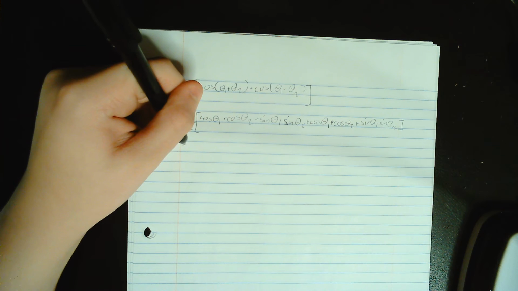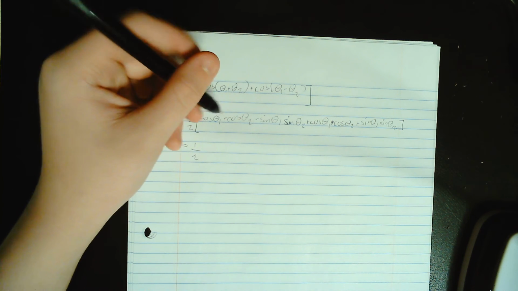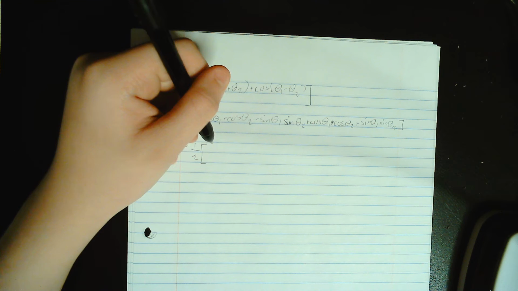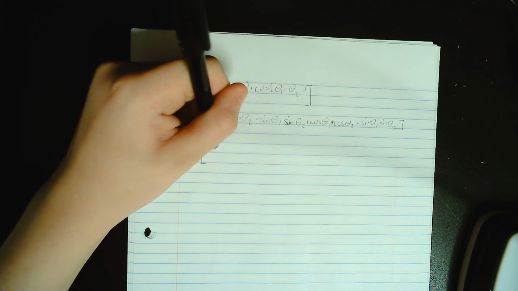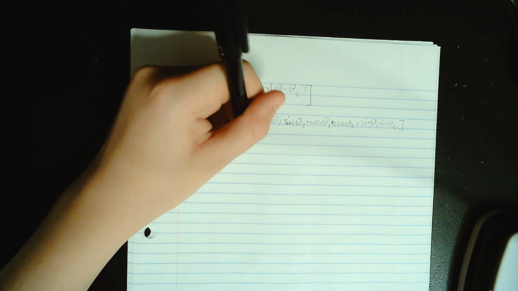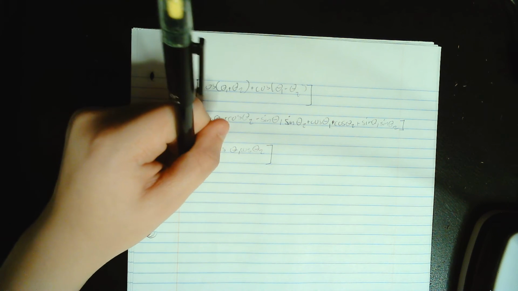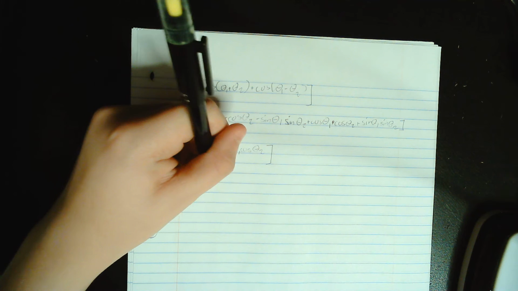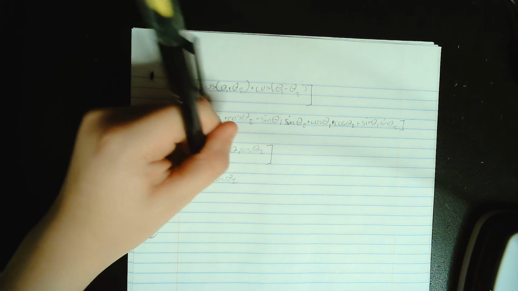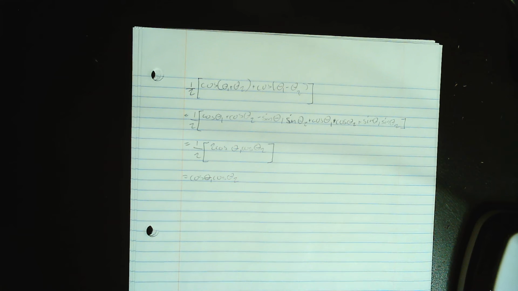And I know that's a lot. So now, we can do a bunch of canceling and a bunch of shrinking. And we can shrink it all the way down to 1/2 times 2 cosine of theta 1, cosine of theta 2. Which, because of the 1/2, makes it cosine of theta 1, cosine of theta 2. And that's that one.